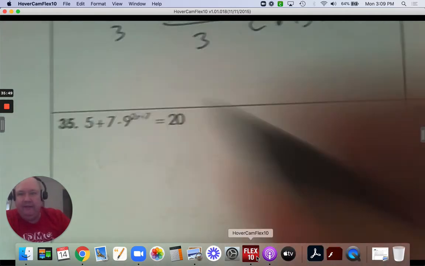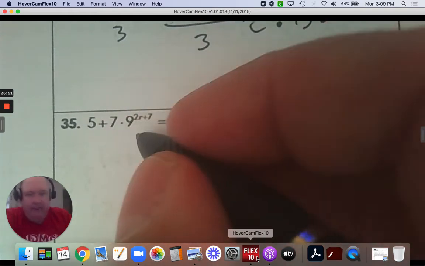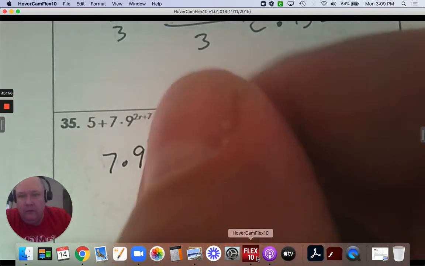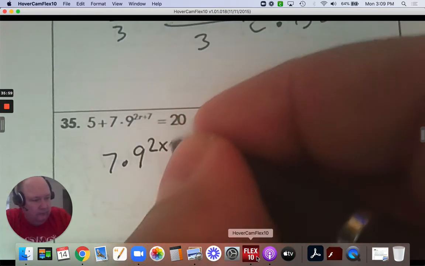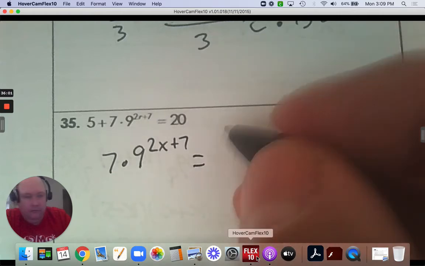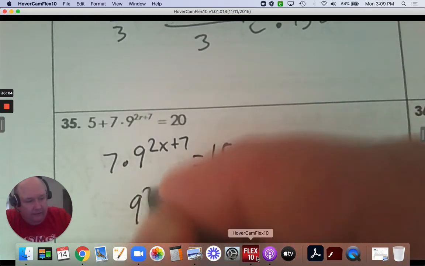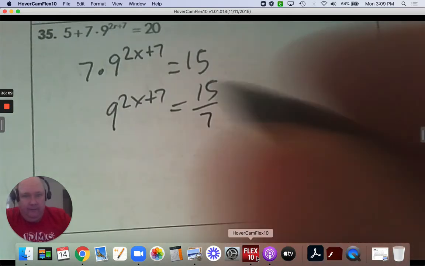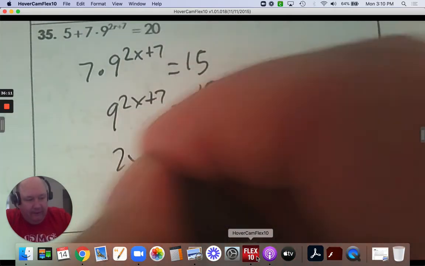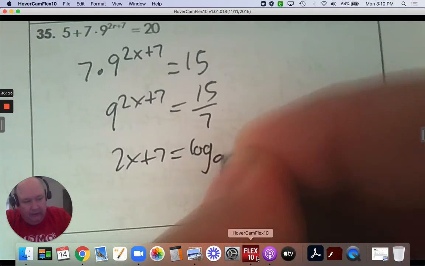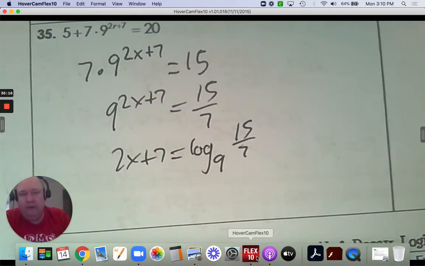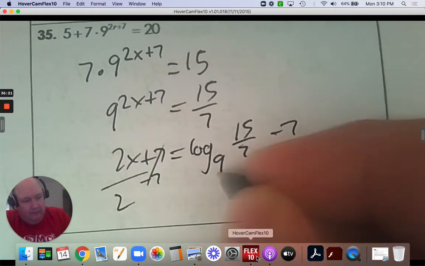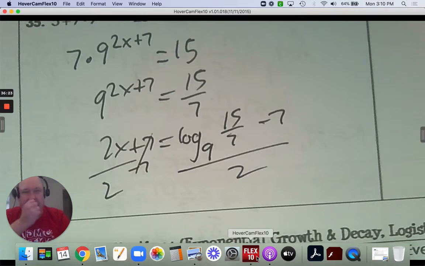Number 35, isolate the exponential part, so subtract 5. That's 15. Divide, just leave it as a fraction. Can't get the bases the same, so write it as a logarithm. The logarithm is going to have a base of 9 and then 15 over 7 inside of it. Subtract 7 and then divide by 2. That's what you're going to put in the calculator.